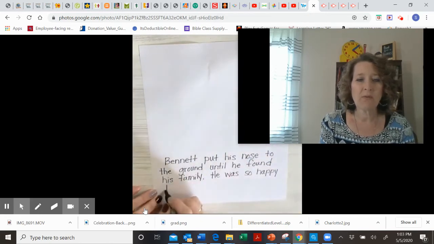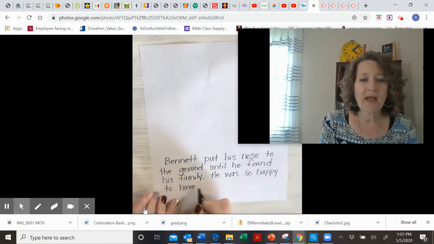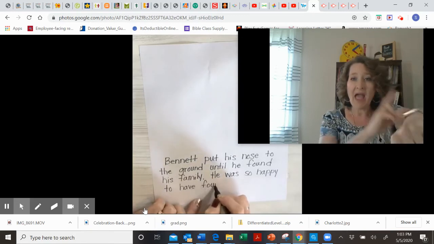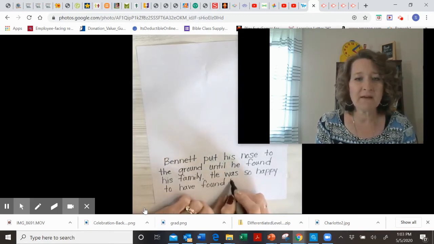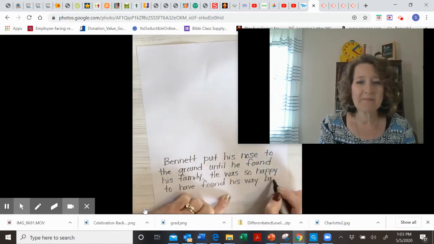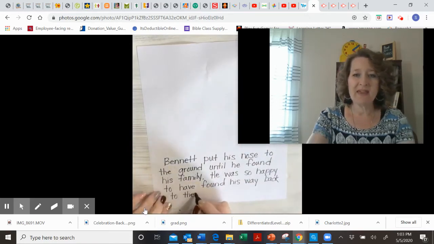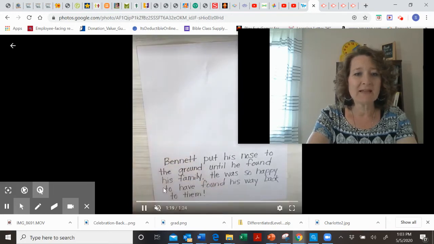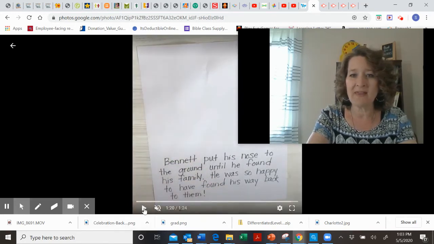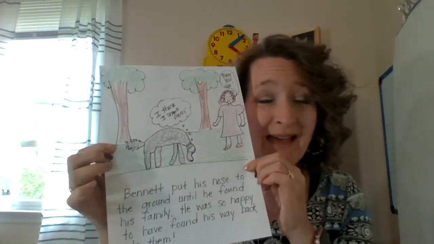He, capital letter because it's a new sentence, he was so happy. Y making that E sound. He was so happy to have that O-U again, found his way back to them. And I put an exclamation point for lots of feeling on the end there because he was so happy to have found his way back. Oh, now I can't wait to do my illustration for this page. Let me show you. So here is my illustration for my last page.